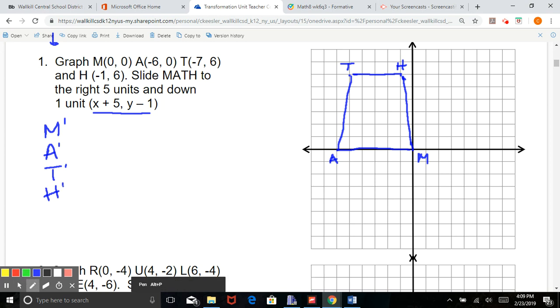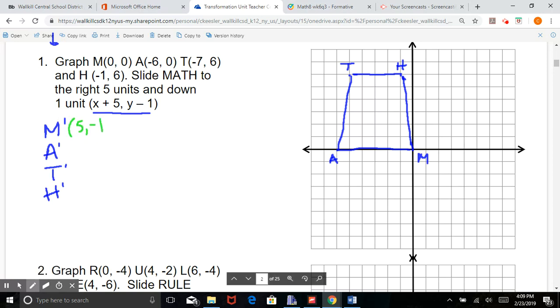So in this case, we could do the math. If we do 0 plus 5 and 0 minus 1, we get (5, -1). If we do negative 6 plus 5, we get negative 1, and 0 minus 1, we get negative 1. If we do negative 7 plus 5, we get negative 2, and 6 minus 1, we get 5. And then if we do negative 1 plus 5, we get 4, and 6 minus 1, we also get 5. So those are going to be the coordinates of our translated shape, MATH prime.